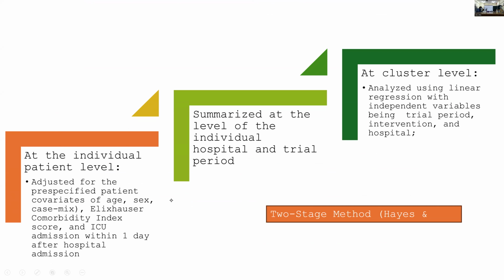So when they did the analysis, they used the two-stage method of Hayes and Moulton. So at the individual level of the patient, they adjusted the patient for age, sex, Elixhauser comorbidity index, ICU admission within 1 day after hospital admission. Then they have summarized at the level of the individual hospital and trial period. And at the cluster level, they have looked at the linear regression for trial period, intervention as well as the hospital.